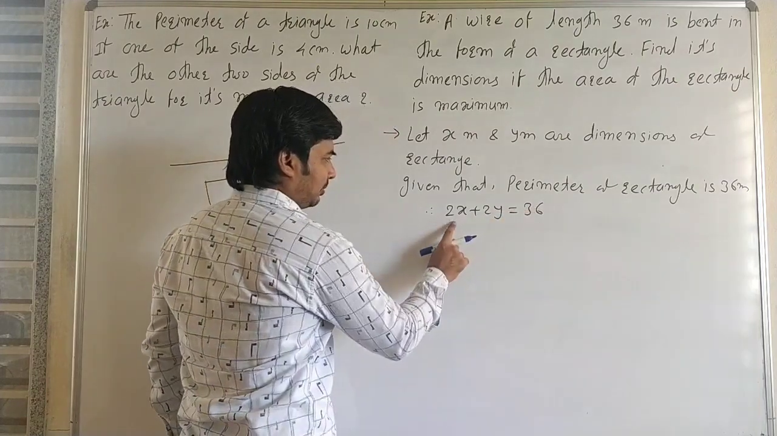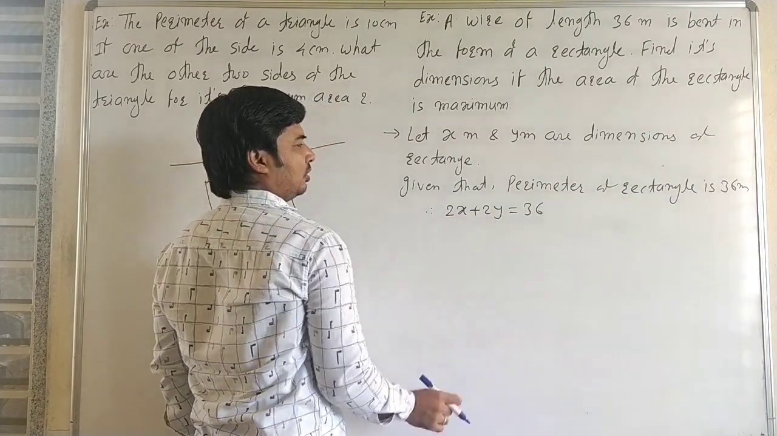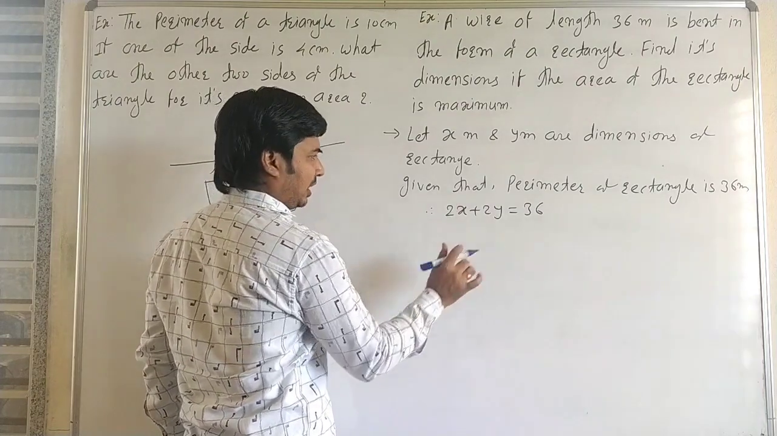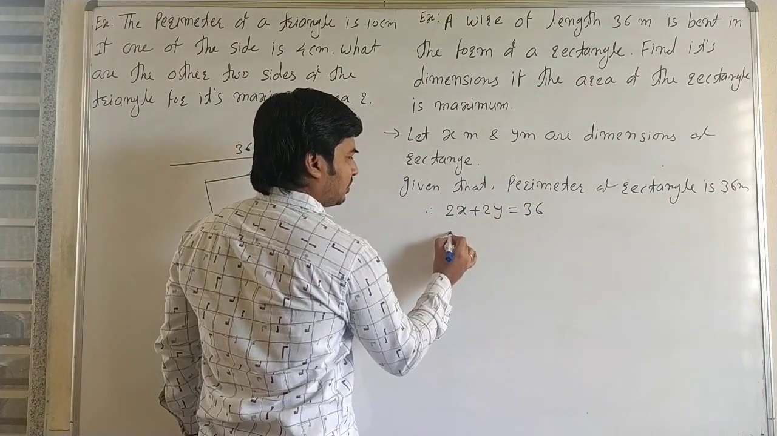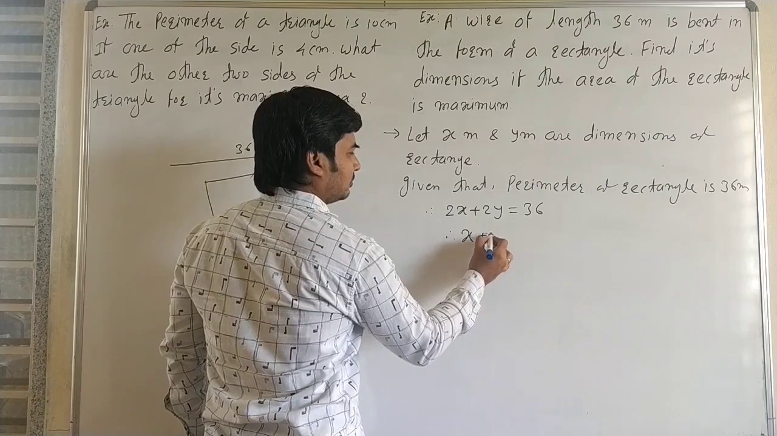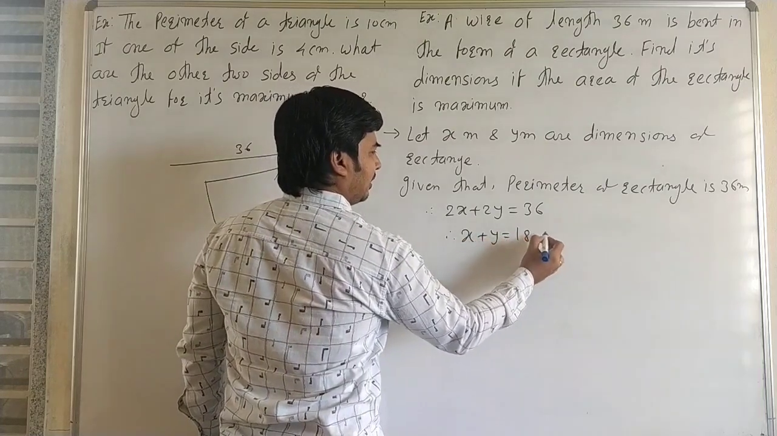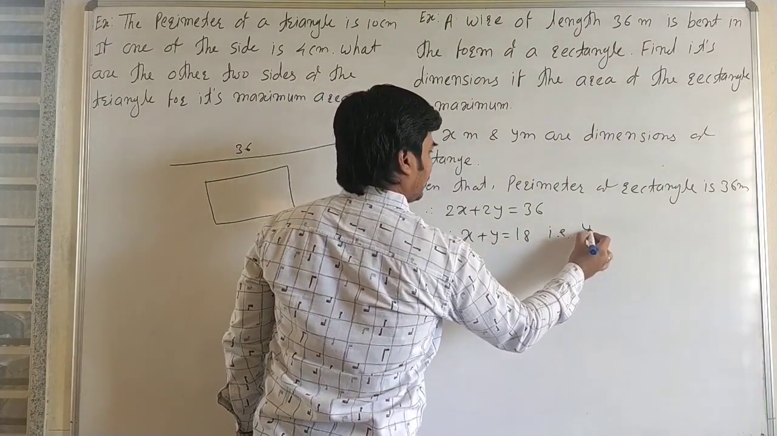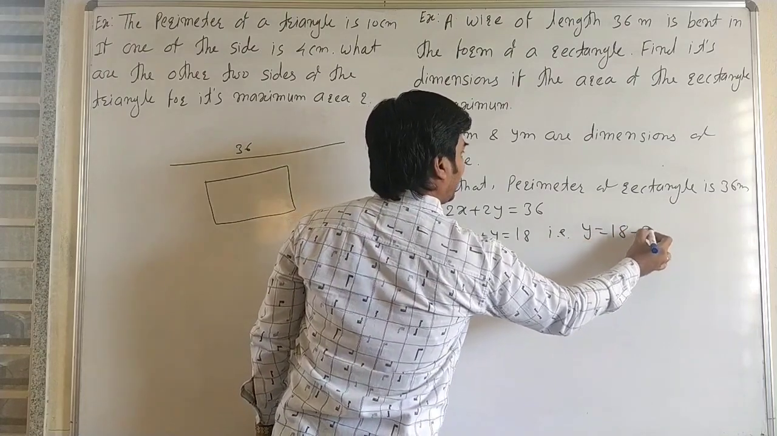Perimeter of rectangle is 2x plus 2y or 2 into x plus y, either way is fine. Then x plus y is equal to 18, and that is y is equal to 18 minus x.